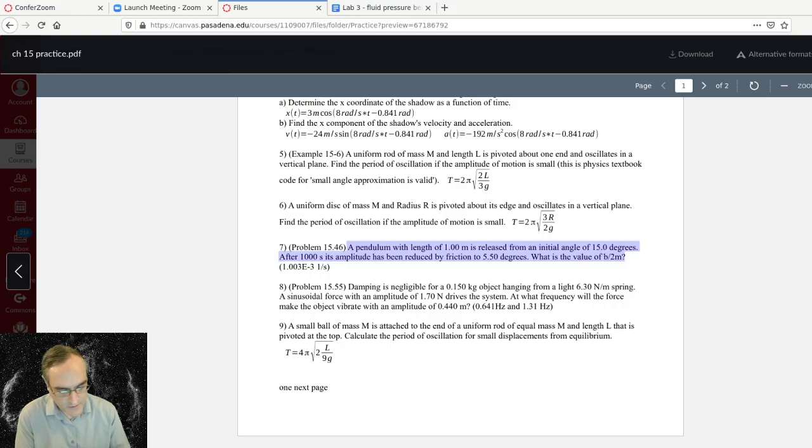After 1,000 seconds have elapsed, the angle has reduced from 15 degrees down to a maximum of 5.50 degrees. And then we're asked to find what is the value of the damping coefficient, well, not the damping coefficient on its own, b, but b over 2m, which is essentially the time constant for it to fall by, I think it's 60% or so.